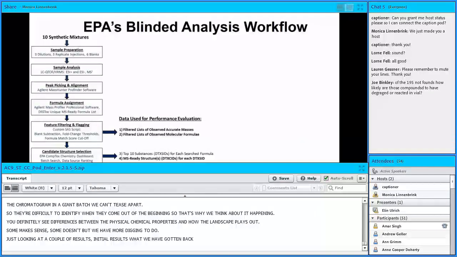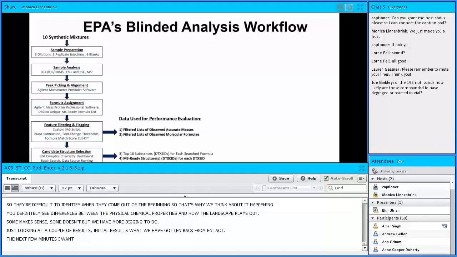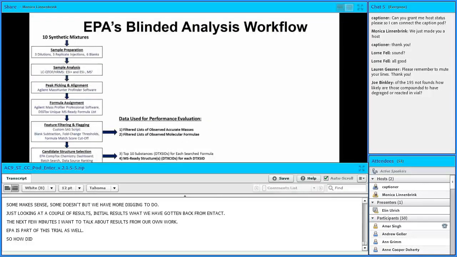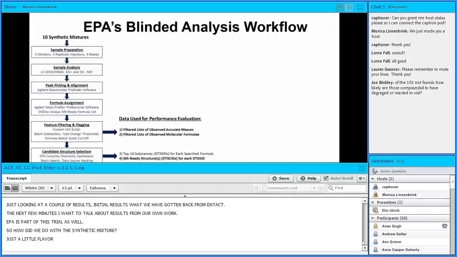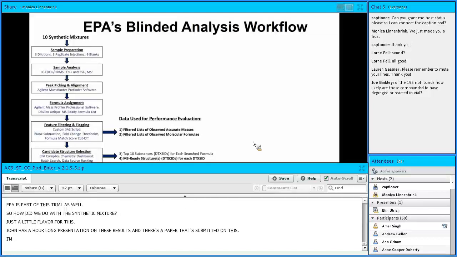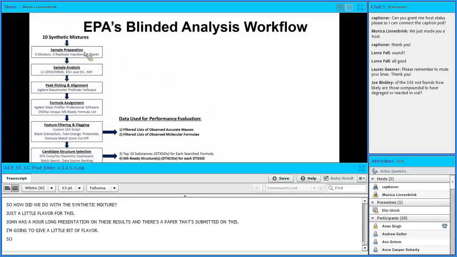In the next few minutes, I want to talk about some of the results from our own work. So EPA is part of this trial as well. So how did we do with the synthetic mixtures? Just a little flavor for this. John Sobus has a great hour-long presentation just on these results, and there's a paper that's been submitted on this. But I'm just going to give you a little bit of flavor. So here's the workflow that we used to actually analyze the samples, do the data processing, et cetera. And I'll walk you through that step by step.